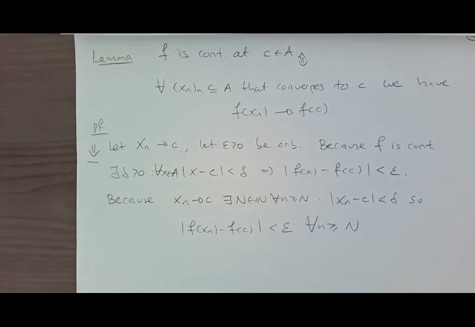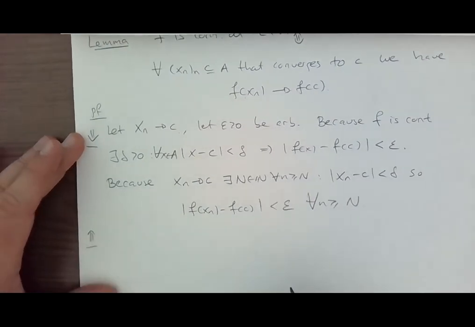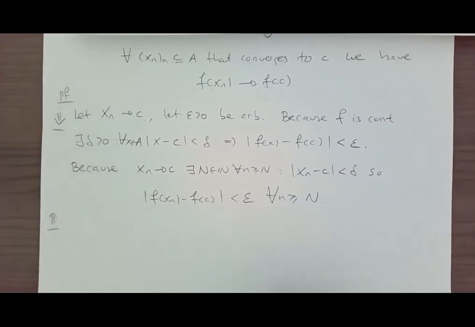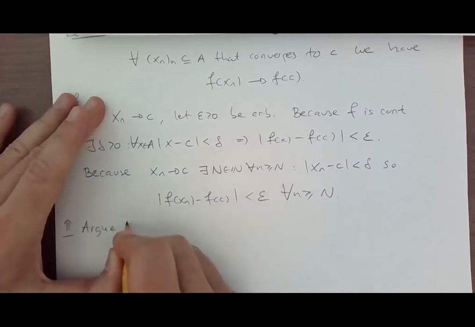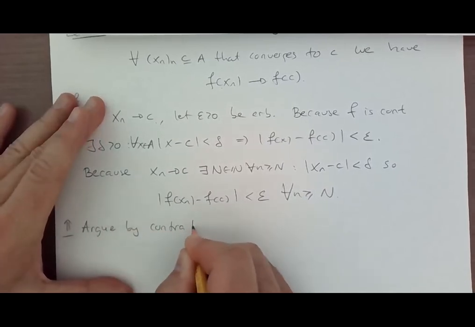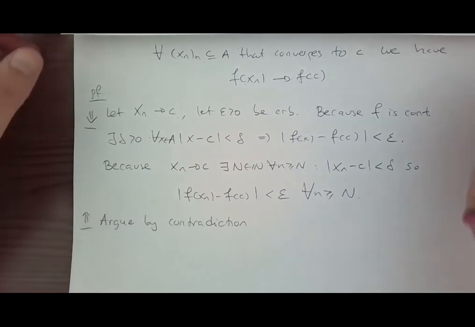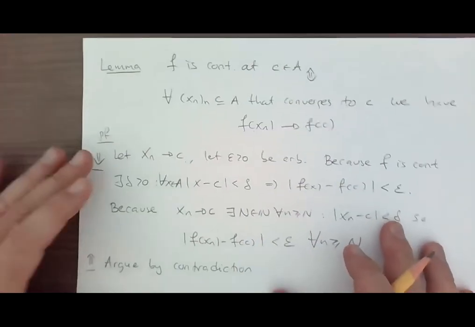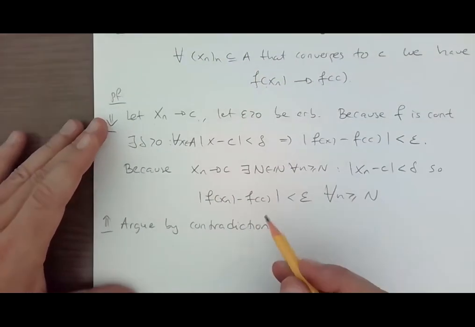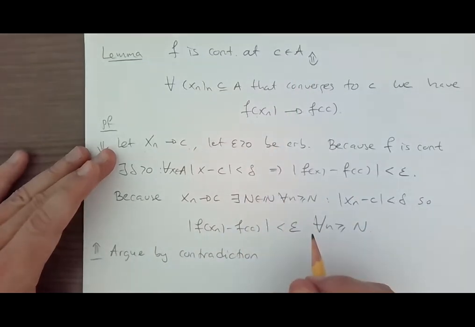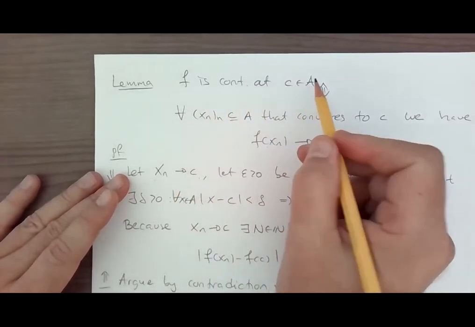The other direction, the way that Abbott does it, is a little bit cumbersome, but let me try to write out what Abbott does. He says we should argue by contradiction. So we're assuming now the bottom part, we're assuming we have this property for any sequence, and then we're going to negate what we have over here. So we're going to negate what it means to be continuous at a point C. So argue by contradiction. We're going to assume that this thing here is false.